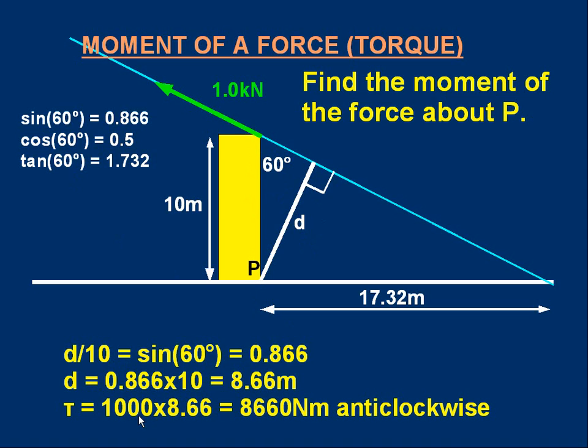Moment is then very simple. A kilonewton's 1,000 newtons, so that's 1,000 times 8.66, or 8,660 newton meters. And I hope you can see the force is tending to cause anti-clockwise rotation about P. So anti-clockwise.